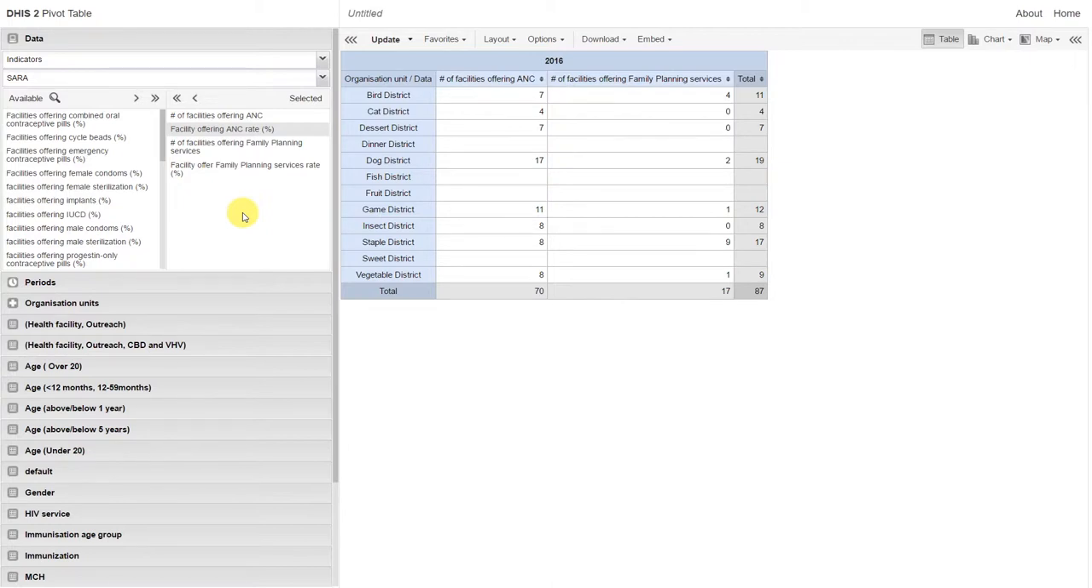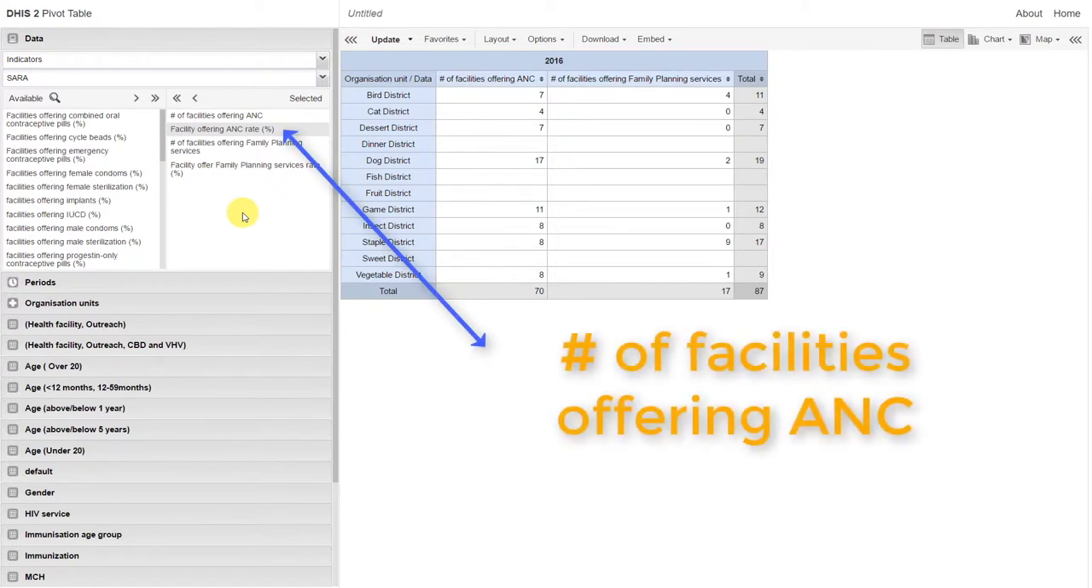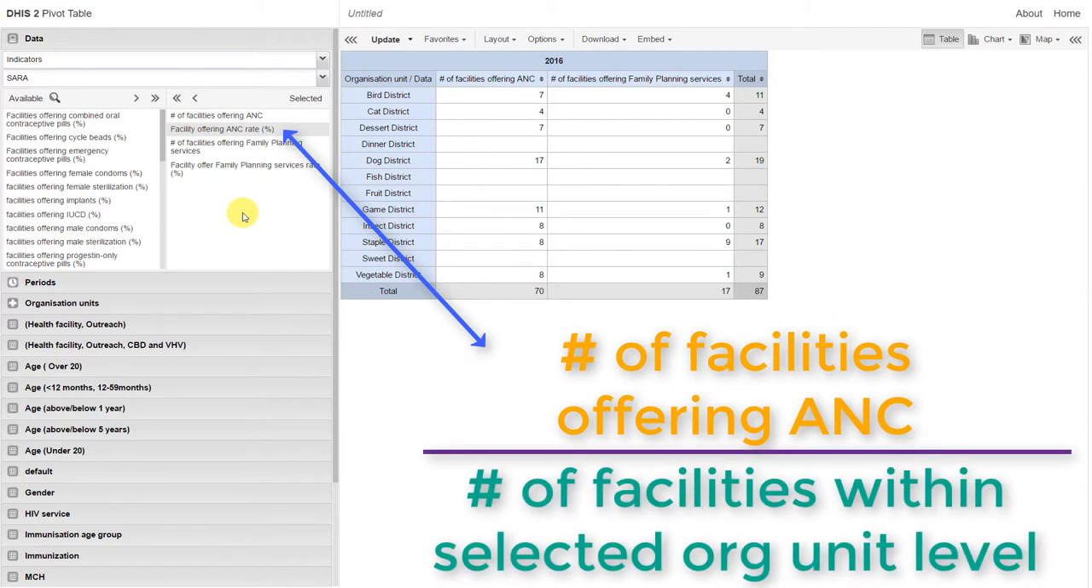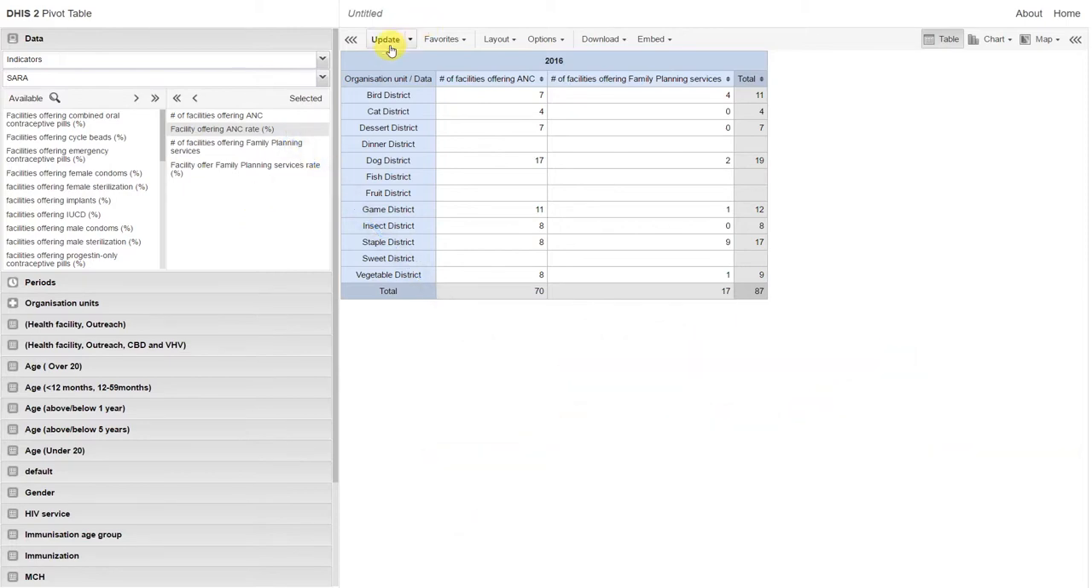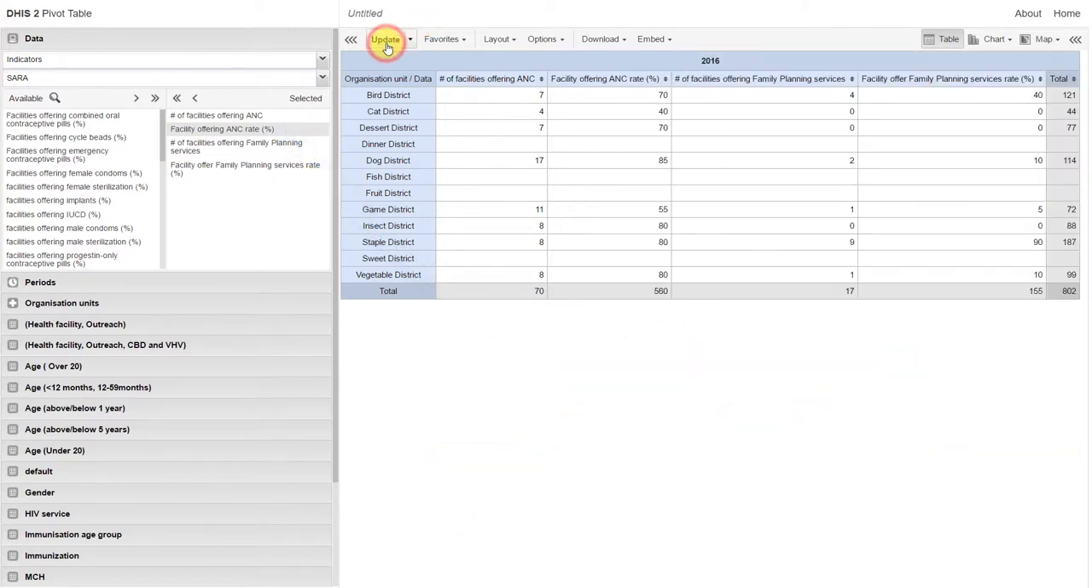So for example, for the first indicator, facility offering ANC rate, we take the number of facilities offering ANC, which is a program indicator, as our numerator. For the denominator, we count the number of facilities belonging to a particular organization unit level. Let's just update this table. Now we can see the output.